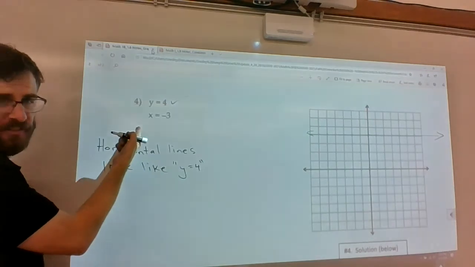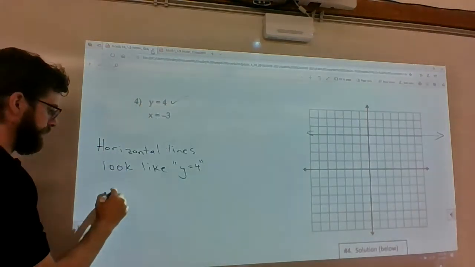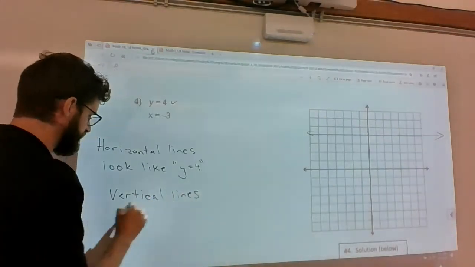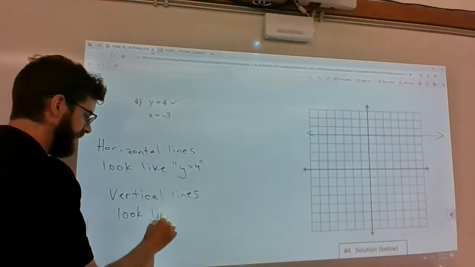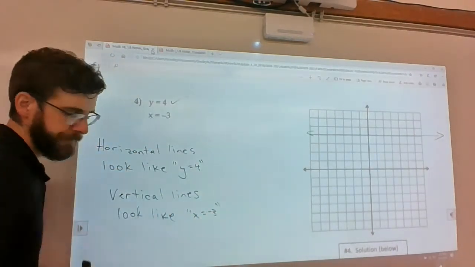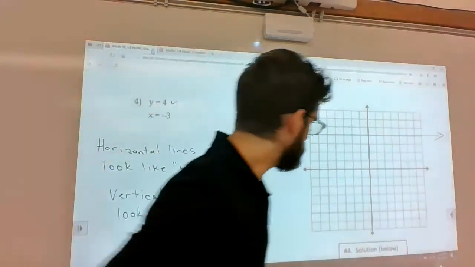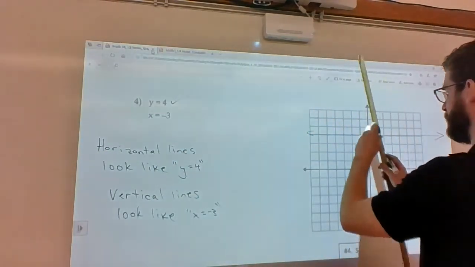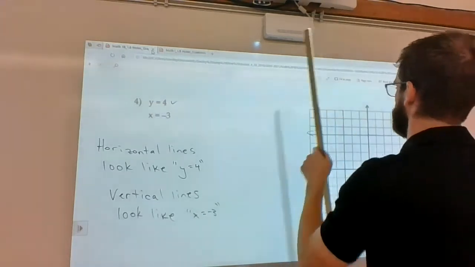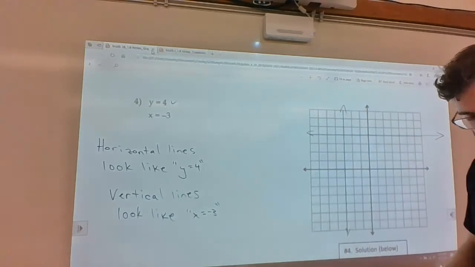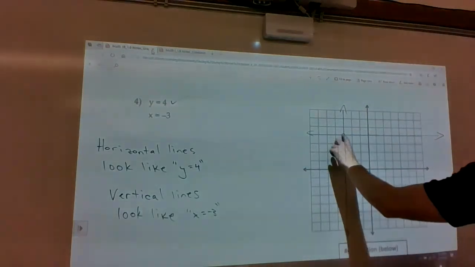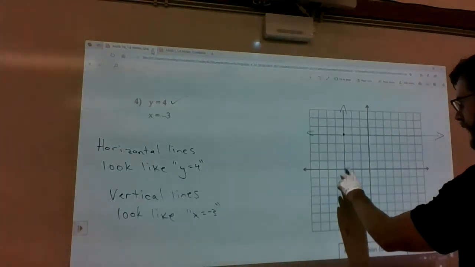So then it stands to reason that not y, but x equals a number would be vertical. So vertical lines look like x equals some number. In this case, -3. So that means you go left 3 units and draw a vertical straight up and down line. Here's the point of intersection. To get here, you go left 3 units, up 1, 2, 3, 4.